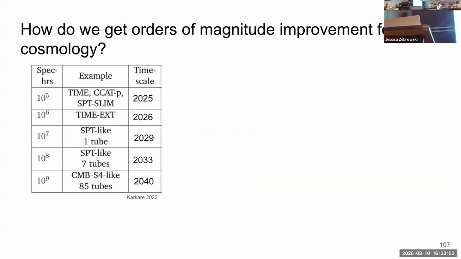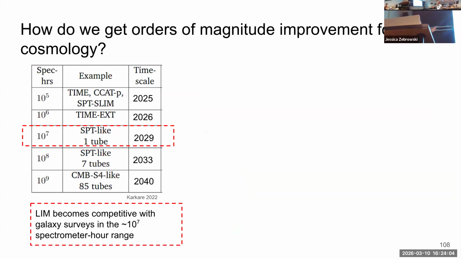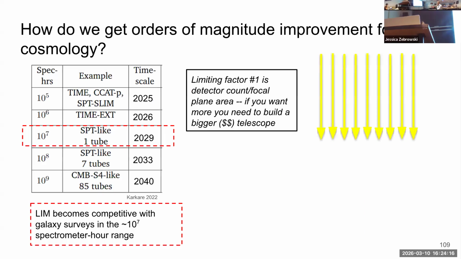But you may ask me, again, how do we get to these orders of magnitude improvement we need for cosmology? Right now we're here with something like SPT-SLIM, these 10^5 spectrometer hours. Where it gets interesting is in this 10^7 range, because that's about where you start getting competitive with galaxy surveys. And to get there, in my mind, there are 2 big obvious areas of technological improvement.